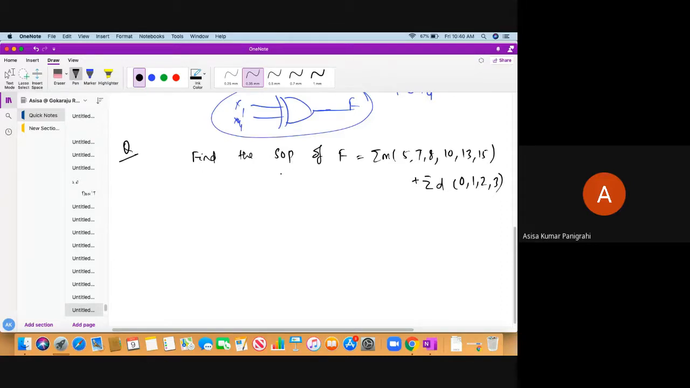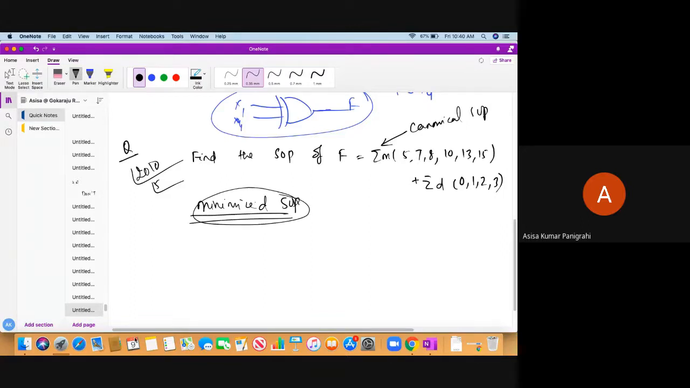So if the question is given here in canonical form, you have to find out the SOP, which should be a minimized SOP. So this was also asked in the 2010 exam. Okay, so minimized SOP. So this is also like a 5-mark question. These are all 5-mark questions. So if the question does not say to minimize and they have told you to find the SOP, you need to know what you need to find out actually.